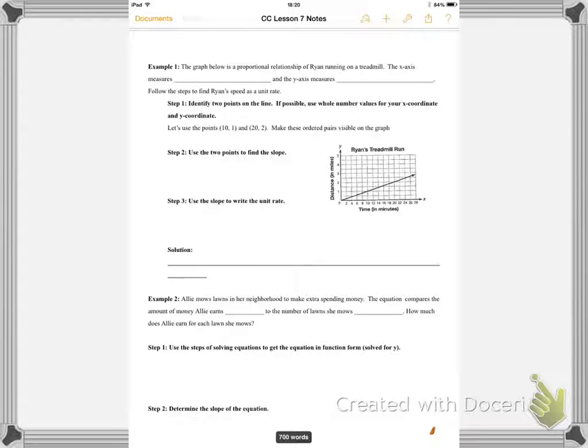So the x-axis, looking at your horizontal measure, to find what the x-axis measures, we want to look down here on the x-axis. What does that measure? You just look at the label, and that says it measures time in minutes. And so that's what we're going to fill in our blank there, time in minutes.